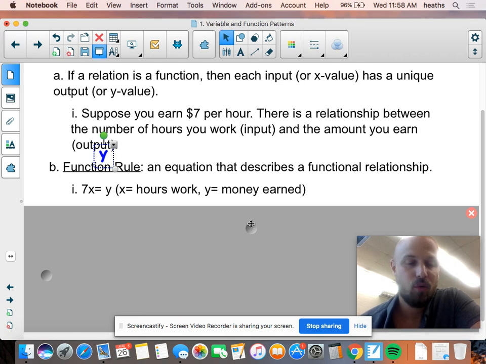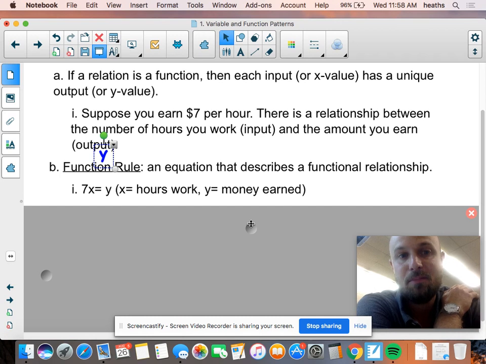Okay, so one last summary. The X is the first number typically in a number set. That X is considered the input, the number that you actually input into the function. And then the Y is the output. After you figure that equation, that 7 times X, the answer to that, or the output, is going to be the Y.